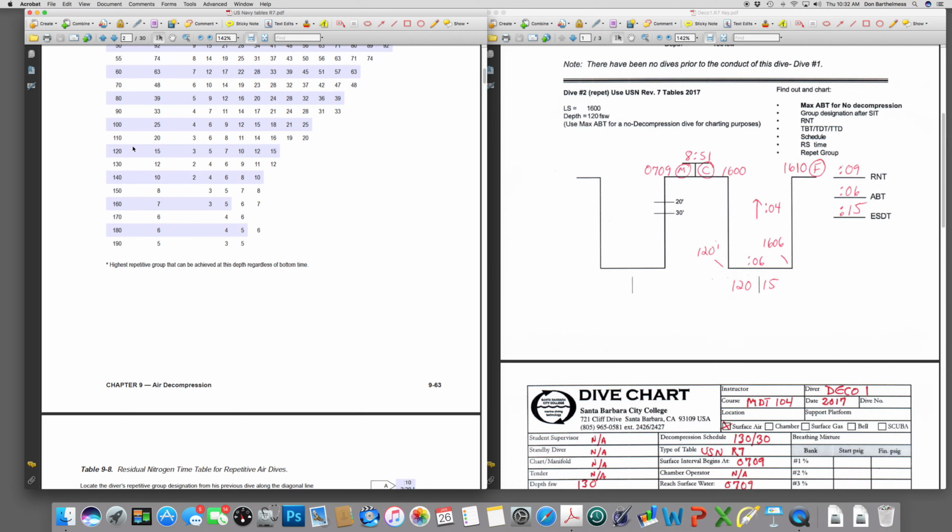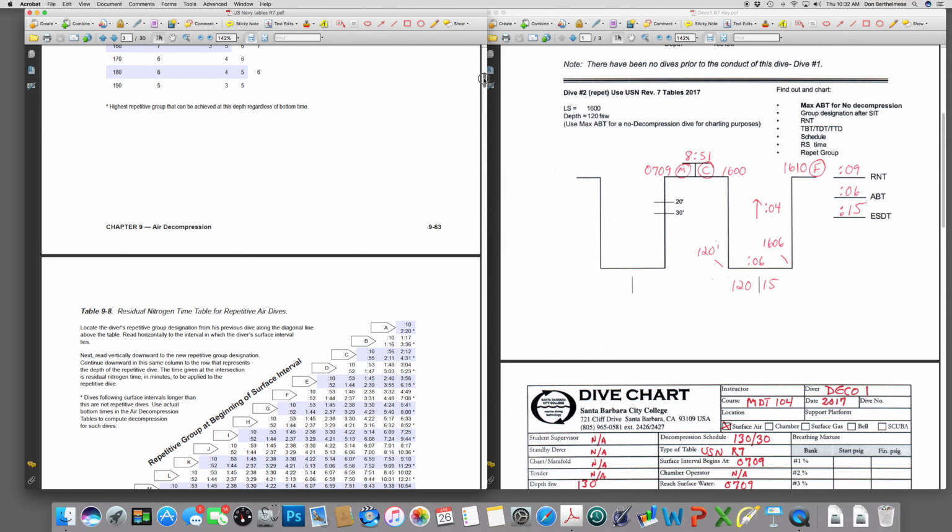It's very important that we understand this concept of residual nitrogen. C means that there's nitrogen in the diver's body. This is the no decompression limit for actual bottom time and residual nitrogen time. If the diver were clean, but he's not, we could stay there for 15 minutes. So now we have to quantify how much residual nitrogen time, or penalty time as you've heard it said, is represented by a C diver going to 120 feet.